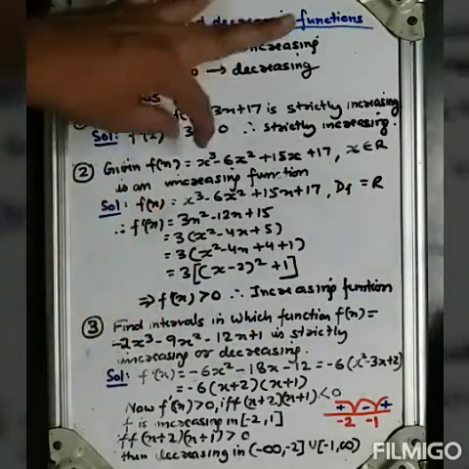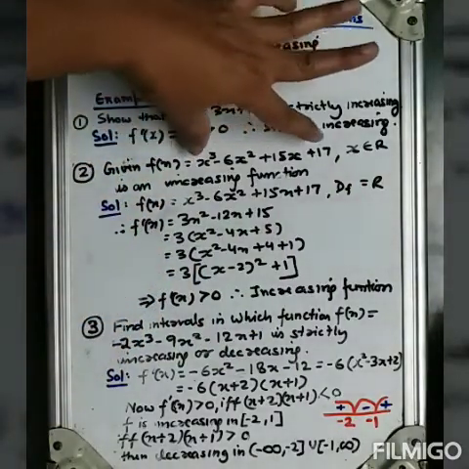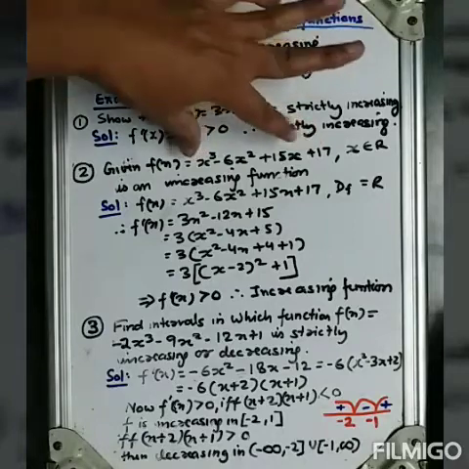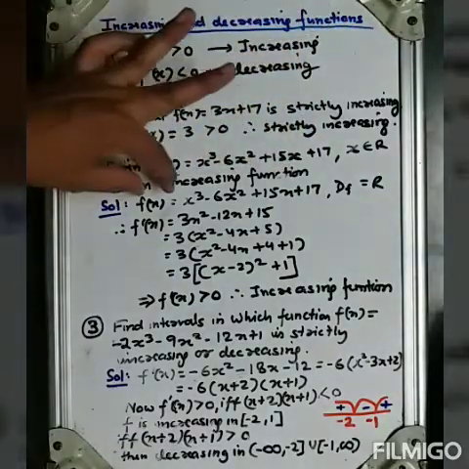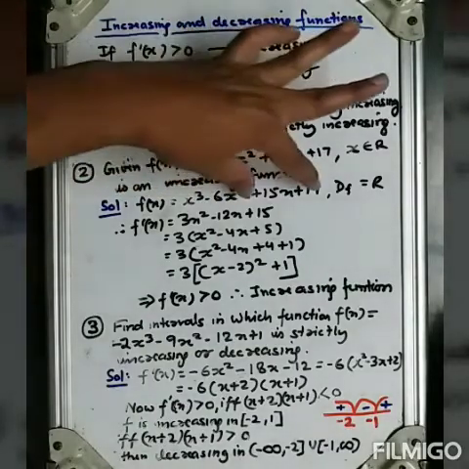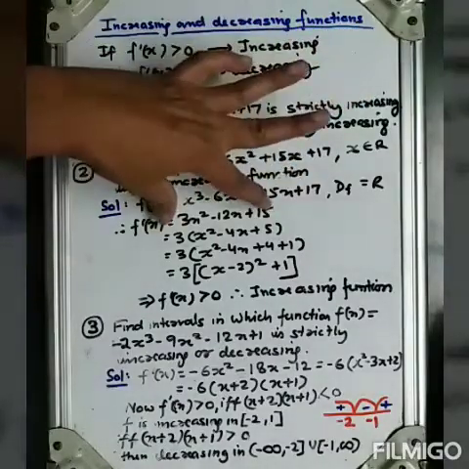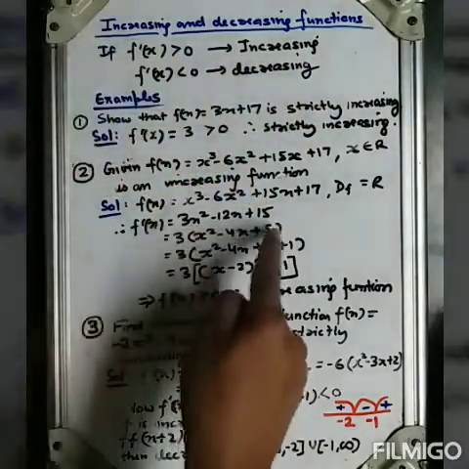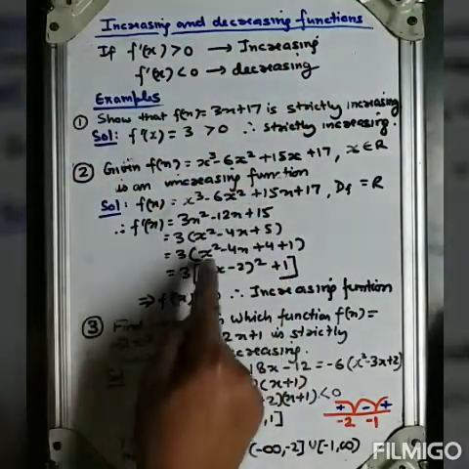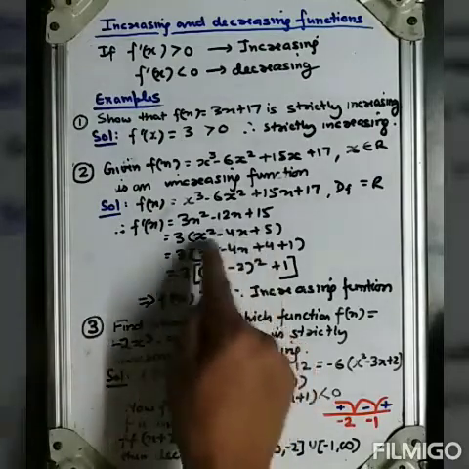This was the simple equation. Now let us discuss a bigger equation. This is the equation. We have to prove whether this is an increasing function or not. So differentiate this value, we will get this value. Now we can take out 3 common from this equation. 3 is common. Now factorize this value.